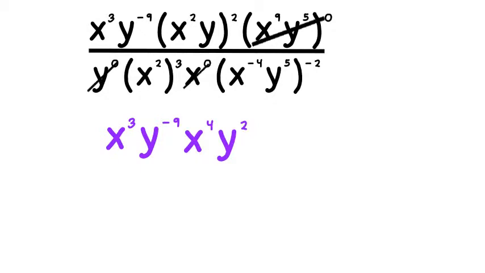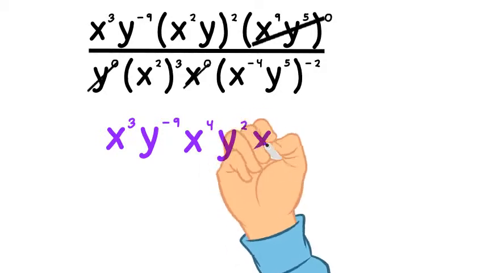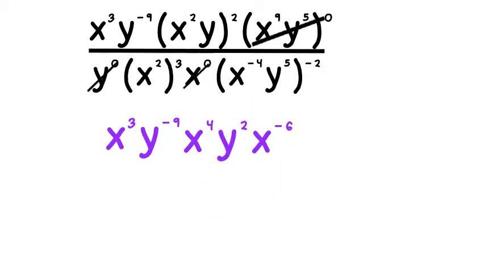Now turning our attention to the denominator, we have x squared cubed in the denominator, and that becomes x to the 6th. And so to bring it upstairs, it becomes x to the negative 6. Similarly, we have x to the negative 4 to the negative 2, which gives us x to the 8th, bringing upstairs x to the negative 8. And then we end up with y to the negative 10 downstairs, so it becomes y to the 10th upstairs.